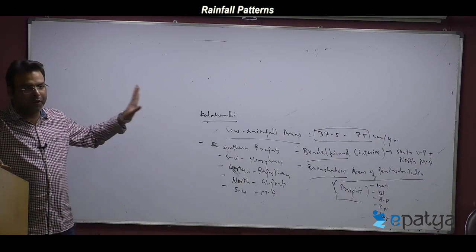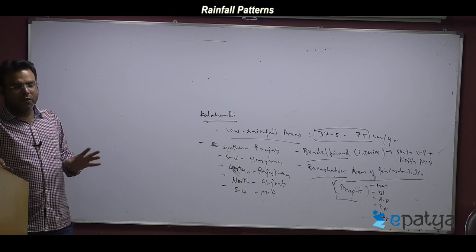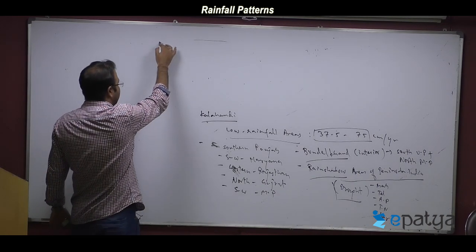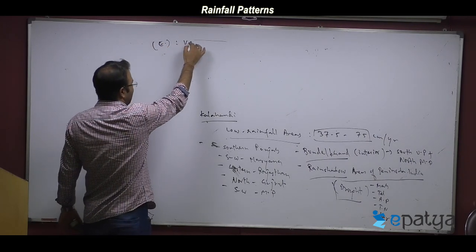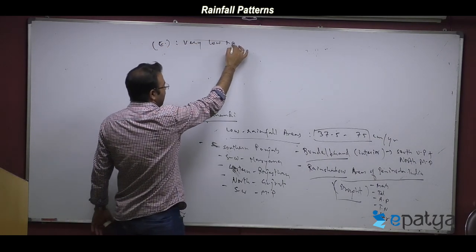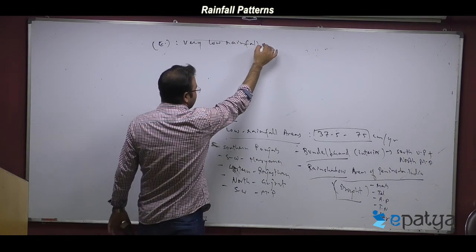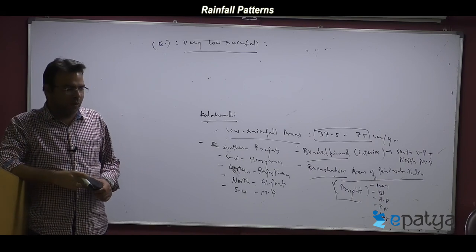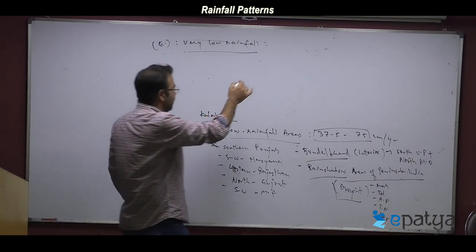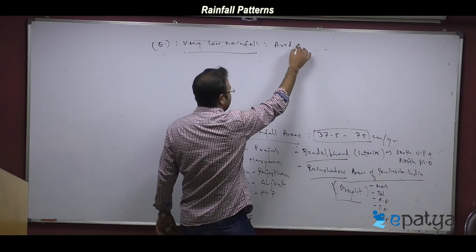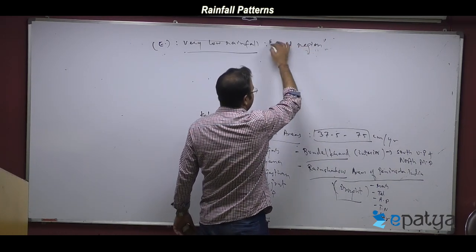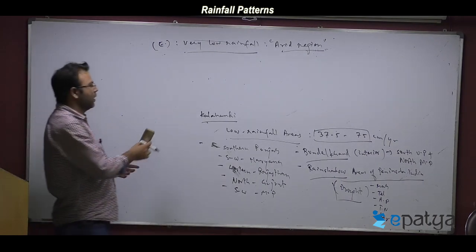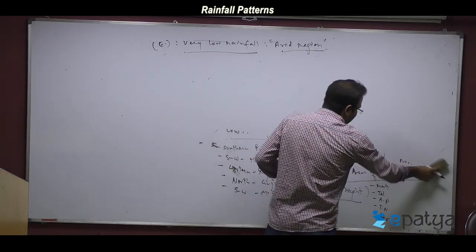Kalahandi region of Odisha, that is also a part of the low rainfall areas. So now the last part is left out: very low rainfall areas are what are called arid regions. So what are the arid regions where rainfall is less than 37.5?